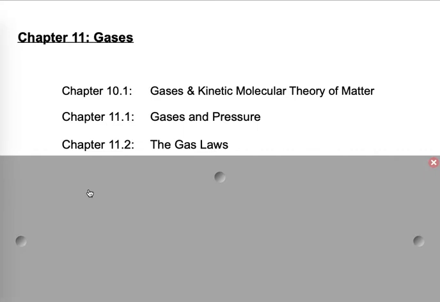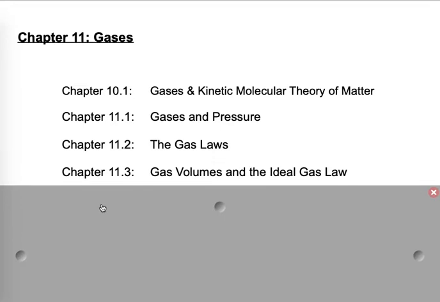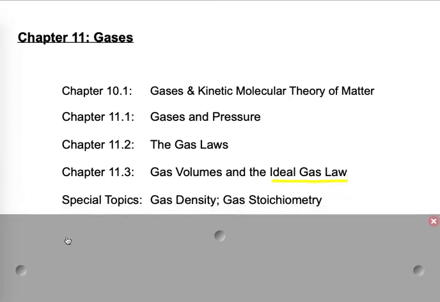In Chapter 11.3, we will combine those when we talk about gas volumes and the ideal gas law. We will see a single mathematical relationship that tells how all properties of gases are related to each other. And then finally, I will introduce some special topics on densities of gases and stoichiometry problems involving gases, because as you know, stoichiometry is my favorite part of all of chemistry.